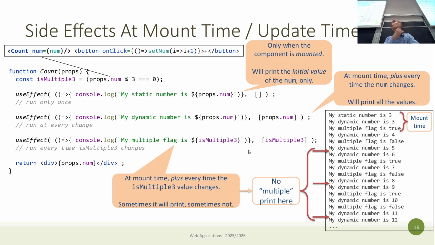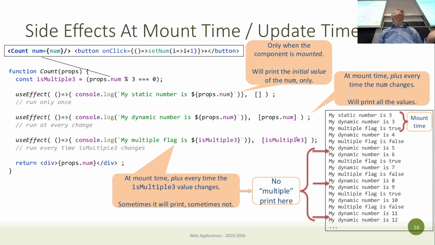And then, since I wanted to show you something a little bit different, otherwise it seems every time you change a prop, it runs. We can say if the value is multiple of 3, so the rest of the division by 3 is 0, is multiple 3 is true or false. So if this value changes, from true becomes false and from false becomes true, this console log runs. My multiple flag is is multiple 3, and the dependency is an array with a list of values, so just one value, is multiple 3.